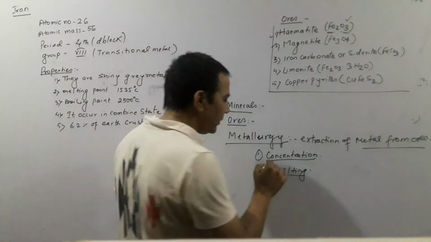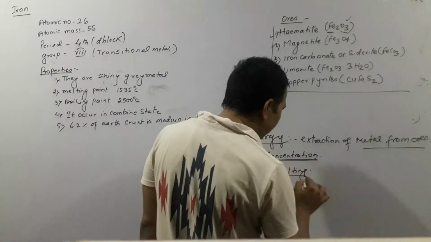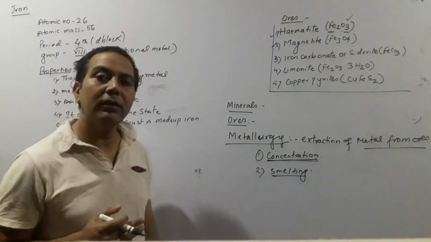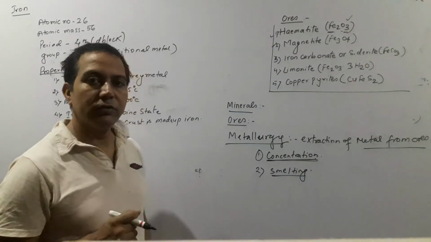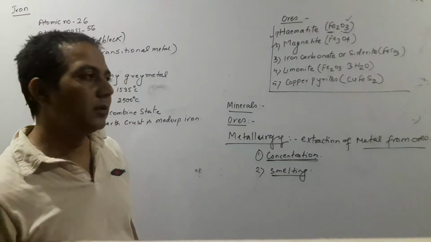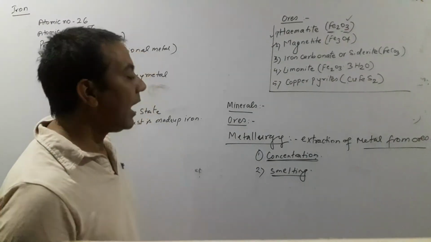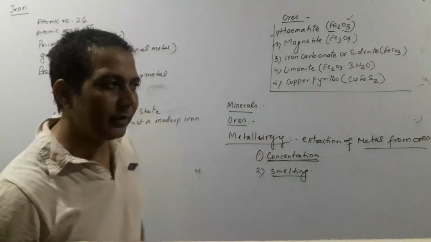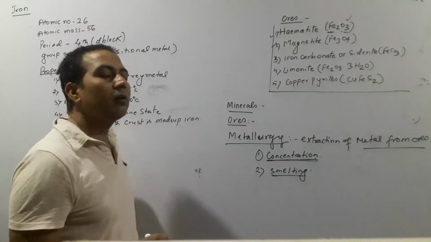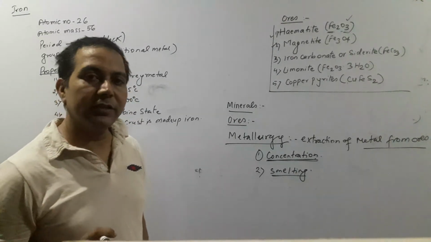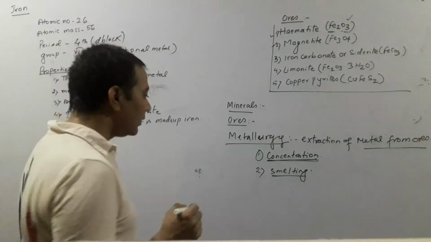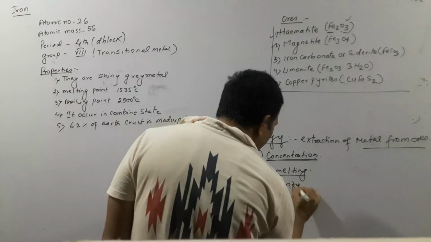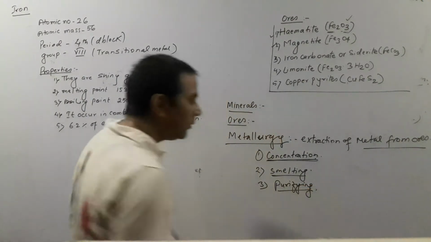Now what is the difference between concentration and smelting? Concentration means we are separating the impurities like dust particles and other particles that are present in the ores. But smelting means we are separating some of the chemicals which are associated with that metal, which occur together with that metal. That process is called smelting. Then the third process is called purifying.